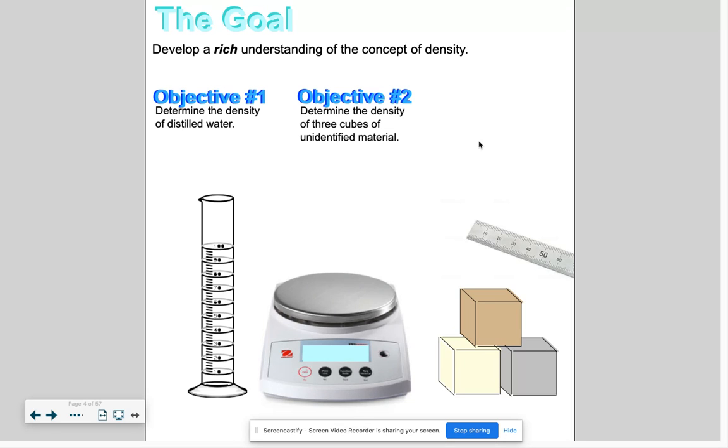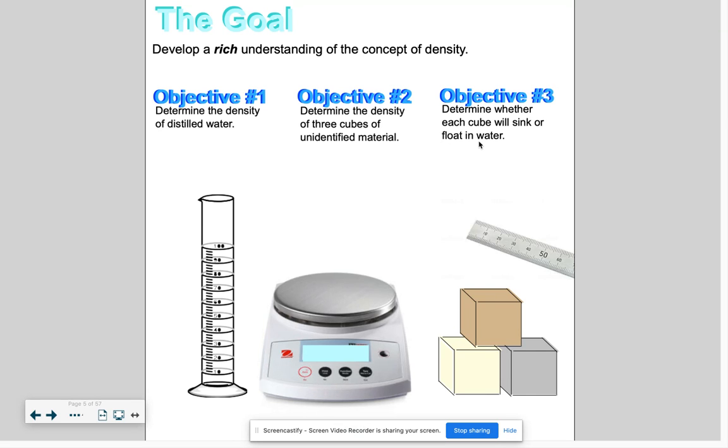Our second objective will be to determine the density of 3 cubes of unidentified material. And you see those down there in the lower right. I'm purposely not telling you what they are because it's kind of cool to find out their densities. And then with that information, you might be able to make some educated guesses as to what materials those 3 cubes are made of. More on that another day.